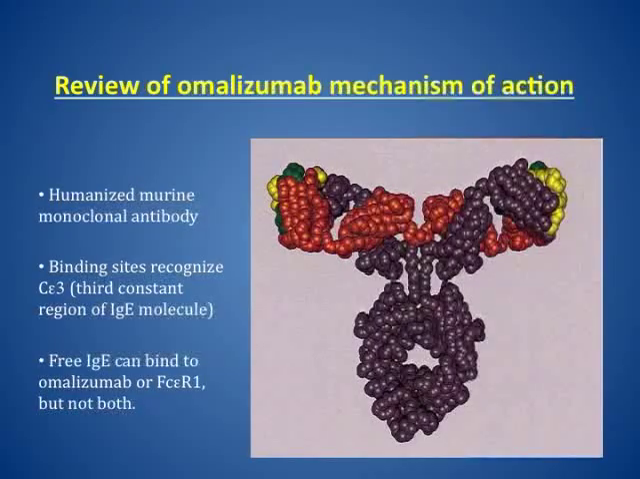I will skip over some of this. Actually, I have a little bit of time. I won't. So omalizumab is a monoclonal antibody. It's almost entirely human IgG, except for these little bits at the end, which are still mouse. And it binds to the third constant region of the IgE molecule. So for the fellows, an IgE molecule can bind to omalizumab or it can bind to one of its IgE receptors, but it can't do both.